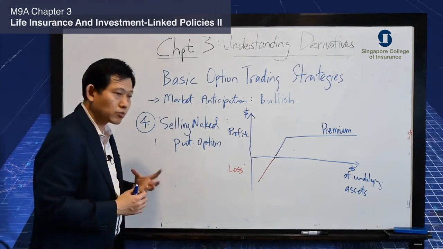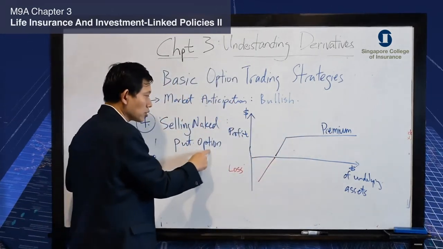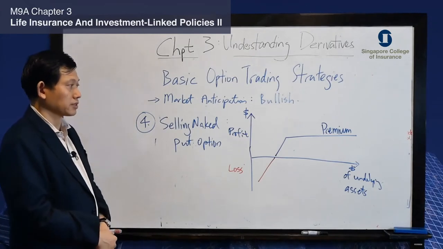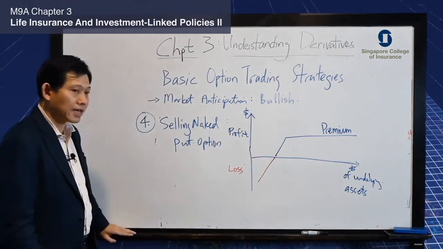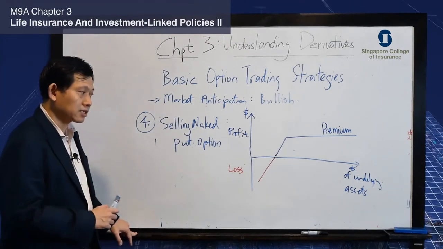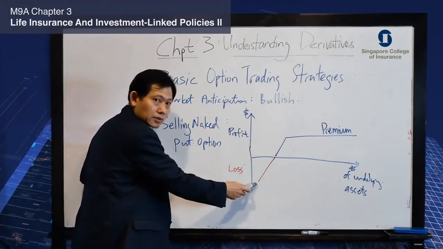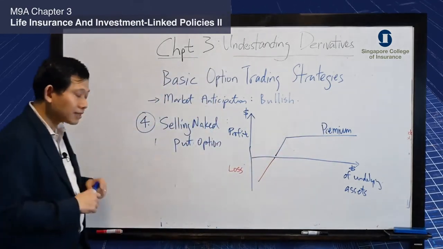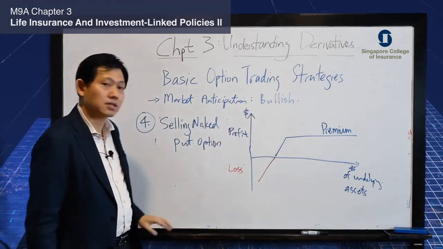Meaning to say, where does your profit come from? Your profit comes from the premium that you collected from day one by selling this put option to the counterparty. However, the risk is tremendous because at the point of exercising, if the price of the underlying asset really falls below the strike price and your counterparty exercises the contract, you have to purchase from the market the necessary underlying asset and honor your put option contract, which will subject you to maximum loss. Your profit is limited because it's the premium. Your loss is unlimited. But nonetheless, this forms part of the strategy if you anticipate the market to be bullish 2 or 3 months down the road.